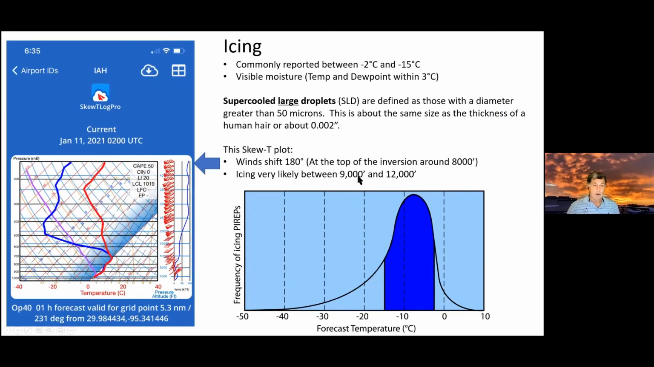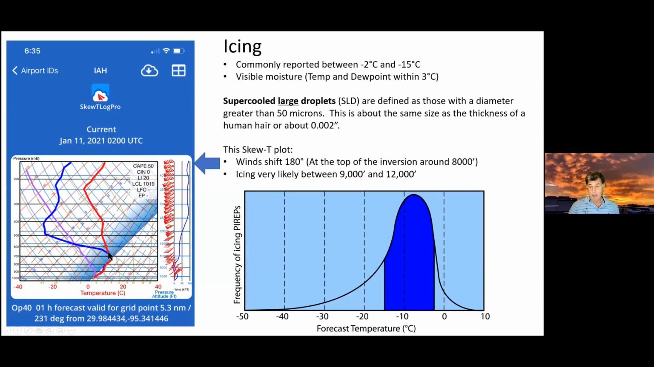Okay, here's another. This is an app I have on my phone, Skew-T Log Pro. I like it a lot because I can really quickly access things. And let's see what this chart is showing us. So here's our temperature line, here's our dew point line, and I can see that they're right on top of each other all the way up through about 12,000 feet. So I've got visible moisture from the ground up, right?